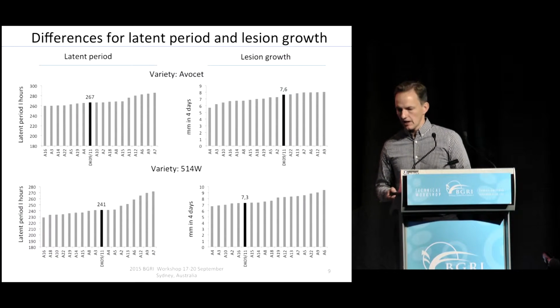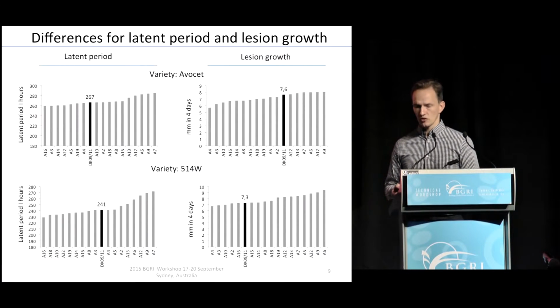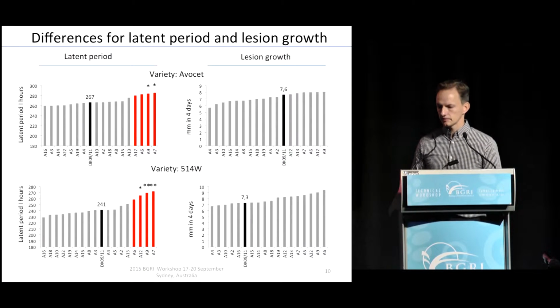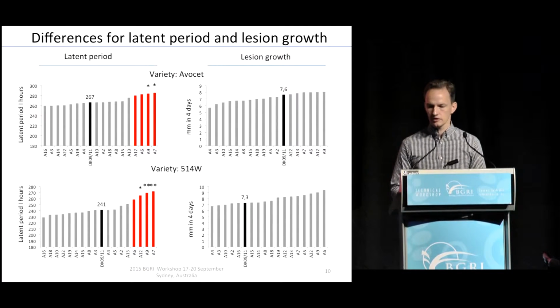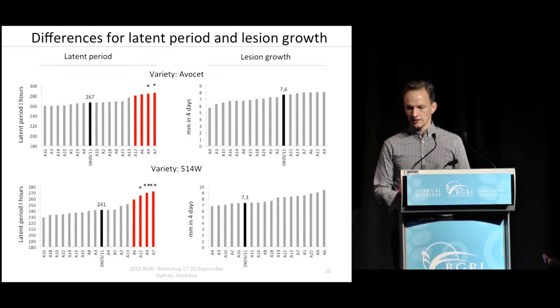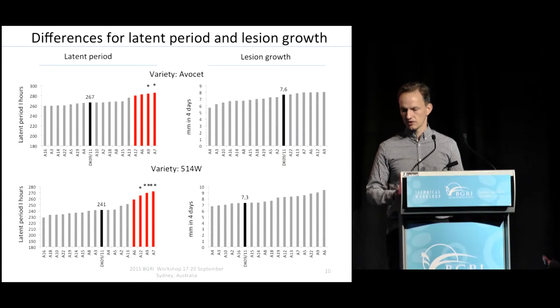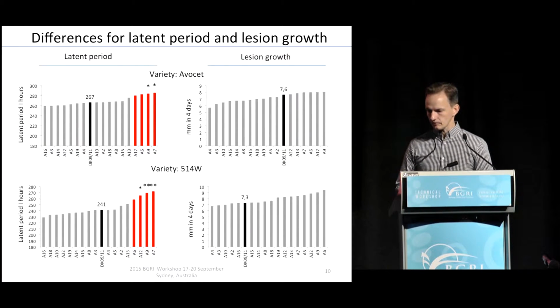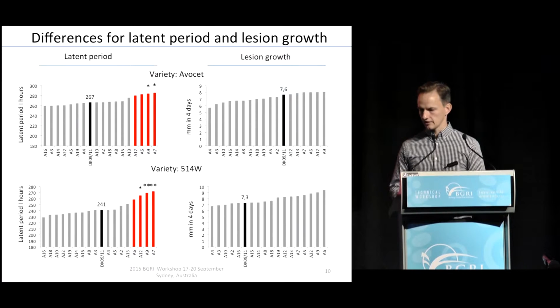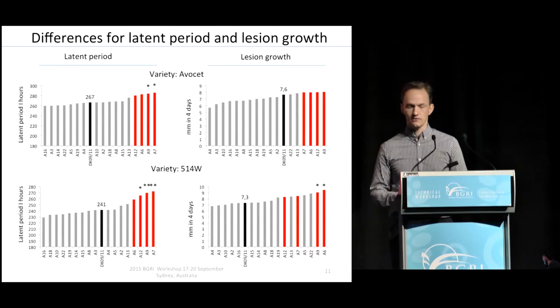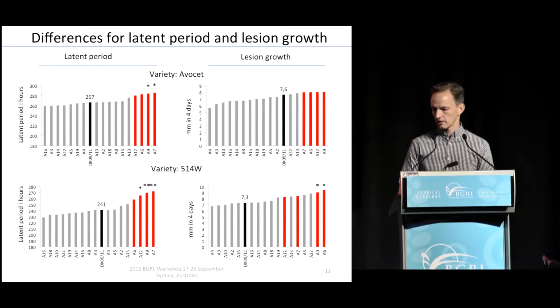Interestingly, we had some conserved patterns of the distribution on both varieties. Four isolates had a longer latent period than the parent on both varieties, and in some cases the differences were significant, as marked by the asterisk here. When I say they were significantly different, it means only significantly different from the parent, because there are of course more significant differences if you look at the whole data. And the same 4 isolates also had a faster lesion growth than the parent.